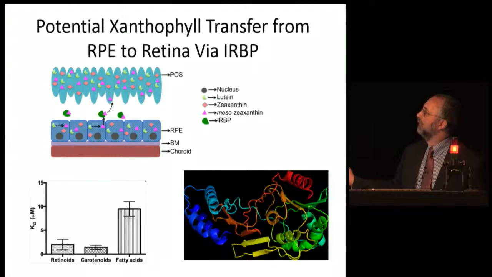And that most likely in the model, the carotenoids, the lutein and zeaxanthin, are being delivered from the circulation to the retinal pigment epithelium. The isomerization is probably occurring here. Then, as there is with retinoids, there would be a transfer from the retinal pigment epithelium to the retina, probably on IRBP, the transport protein for retinoids, and we've proven before using surface plasmon resonance that retinoids and carotenoids have equal high affinity for this protein.